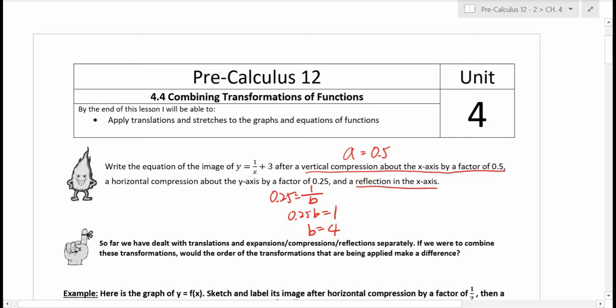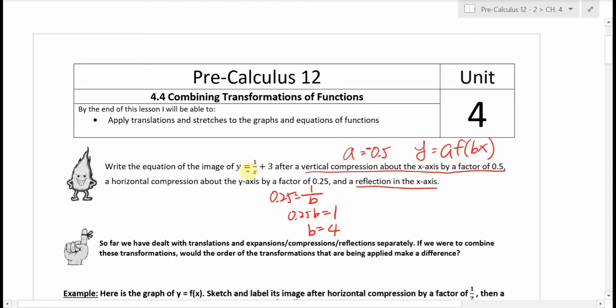Finally, reflection in the x-axis, that means all the y values will go from positive to negative or negative to positive. And therefore, A is not just 0.5, it's going to be negative 0.5. So we have both the values of A and B now. We can then apply those two into the function. Recall it was y equals A times f of bx.